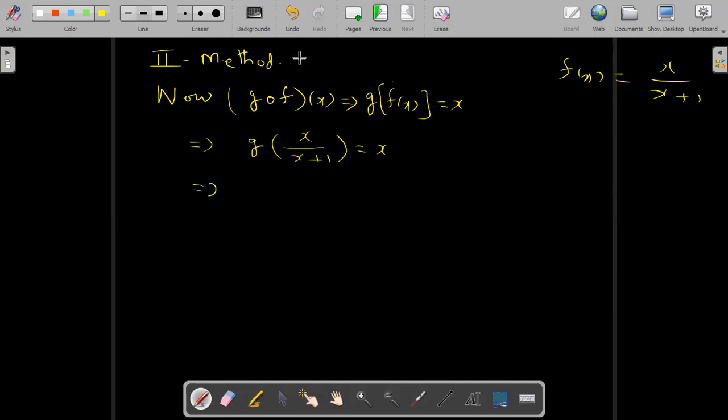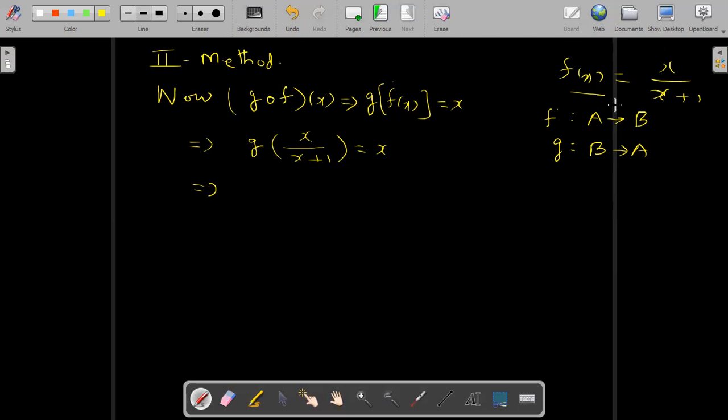what will be the g? Yes, fx is equal to x upon x plus 1, because f is a mapping. Here we have to suppose a to b and b to a. g will be the mapping from b to a. Okay, so how will we find g? First we have to find g. For that, it is very easy.